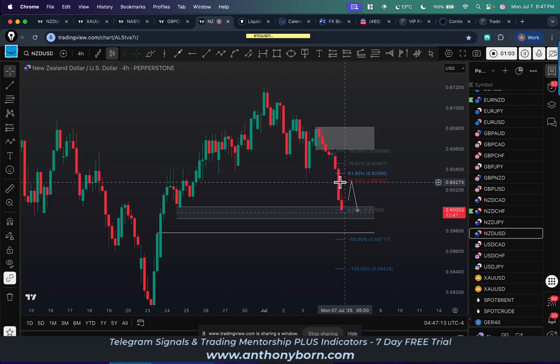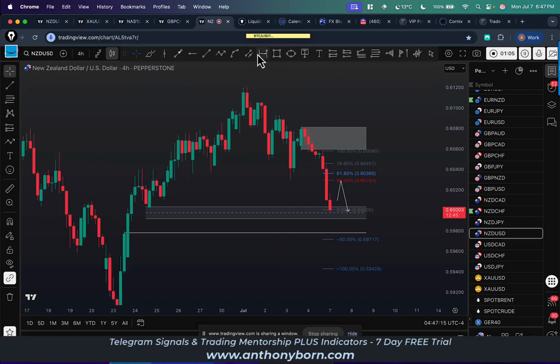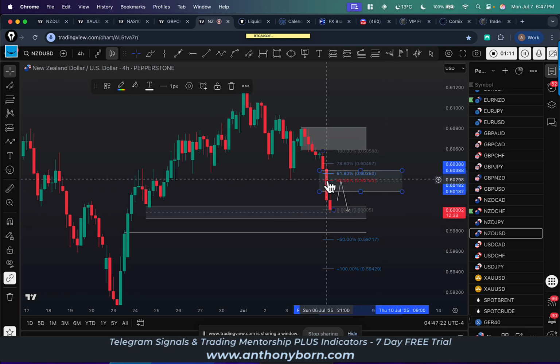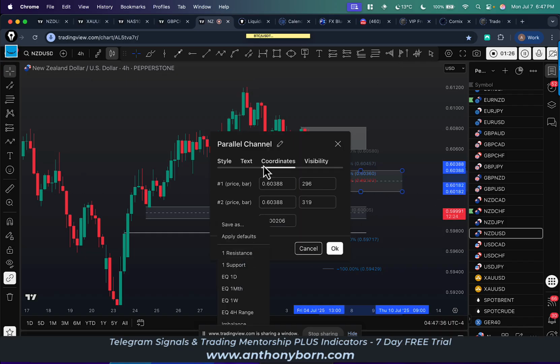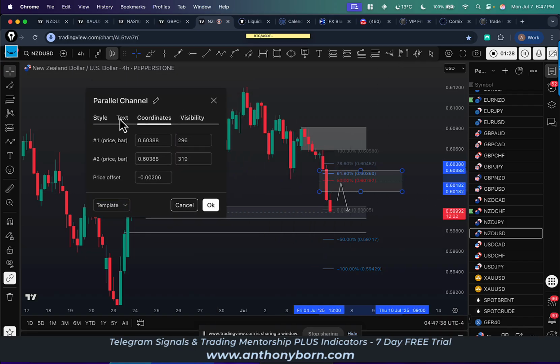Now, the thing about this entry point, there's a significant imbalance through here, this thin candle. Right, so it's one-sided trading, bearish imbalance, and I would expect some kind of a move back in to rebalance and move back into equilibrium, and then continuation. So that's my take on the Kiwi dollar at the moment, guys.